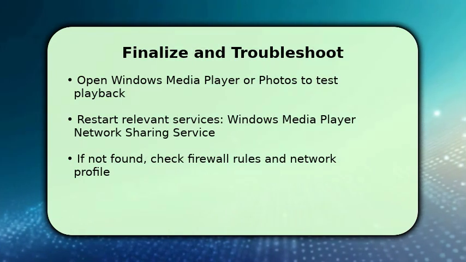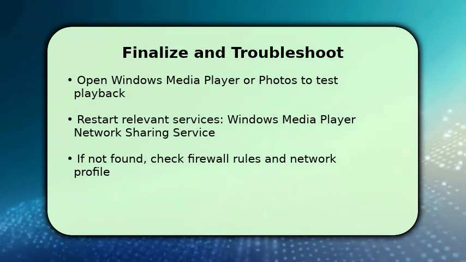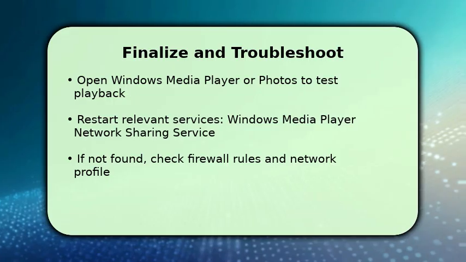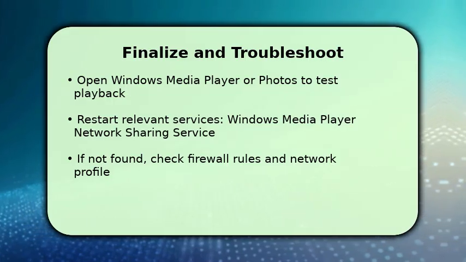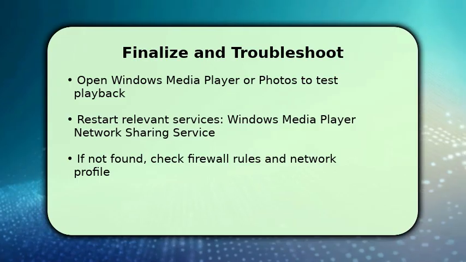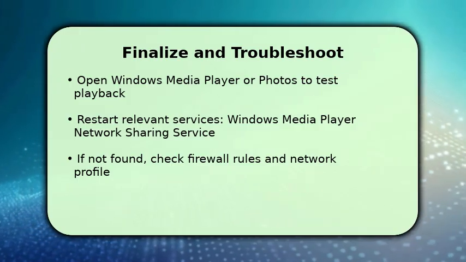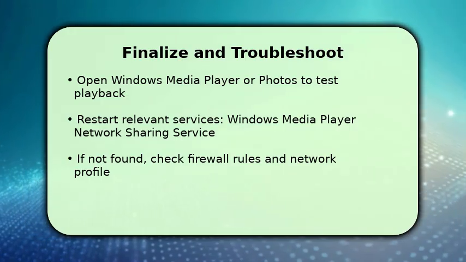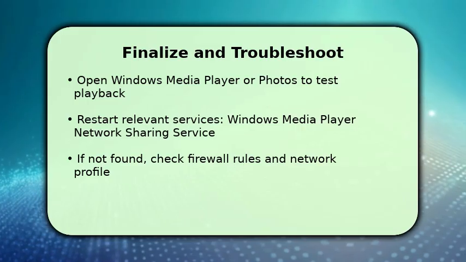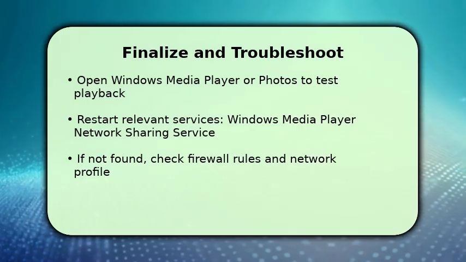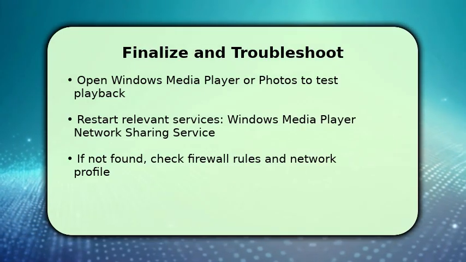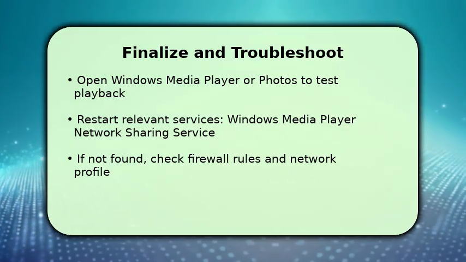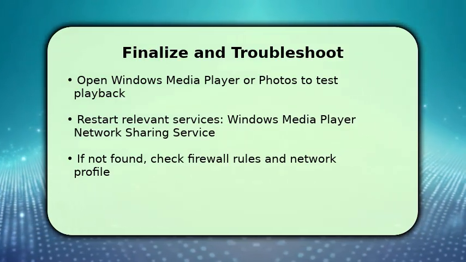Finish by testing playback from the target device. Open Windows Media Player, find your library under the Play to or Stream option, and start streaming. If streaming fails, restart the Windows Media Player network sharing service and retry. Also make sure Windows Firewall allows media streaming or set an exception for the service. If the device still can't see your PC, verify both devices are on the same private network and that you allowed that specific device in media streaming options. This usually resolves the last mile.